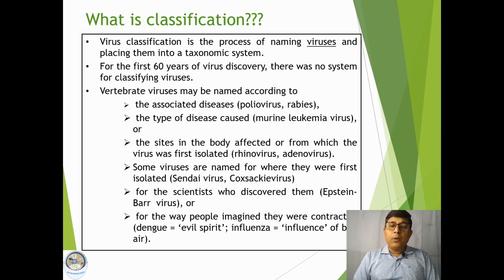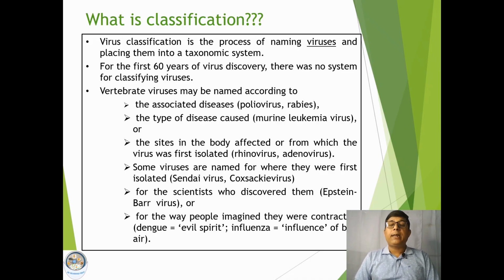So common systems, for example, were applied to identify or name a particular virus. These included the type of disease caused by that virus, and accordingly the viruses were named. For example, poliovirus and rabies virus were named according to the disease. If it is leukemia, then the virus will be named leukemia virus.